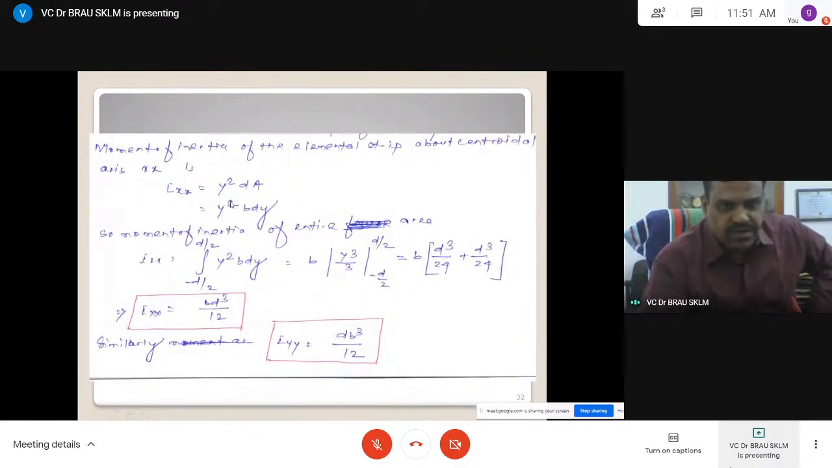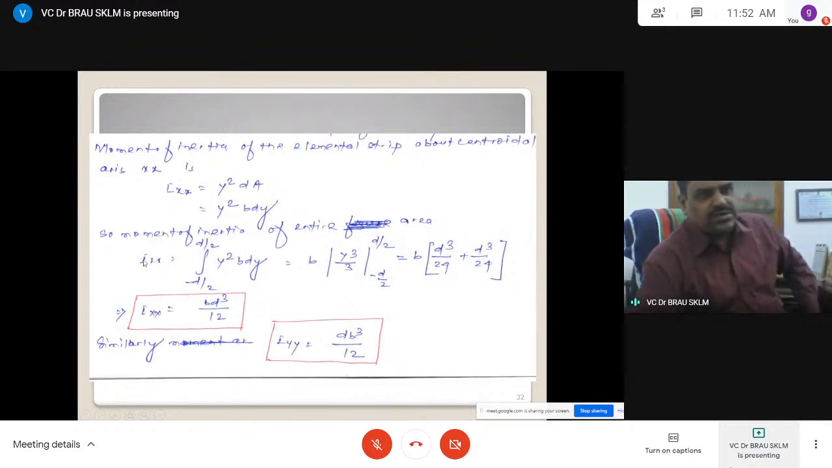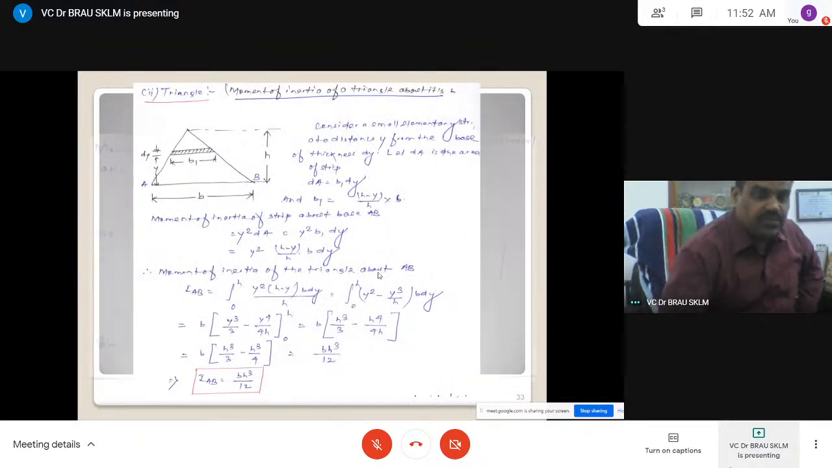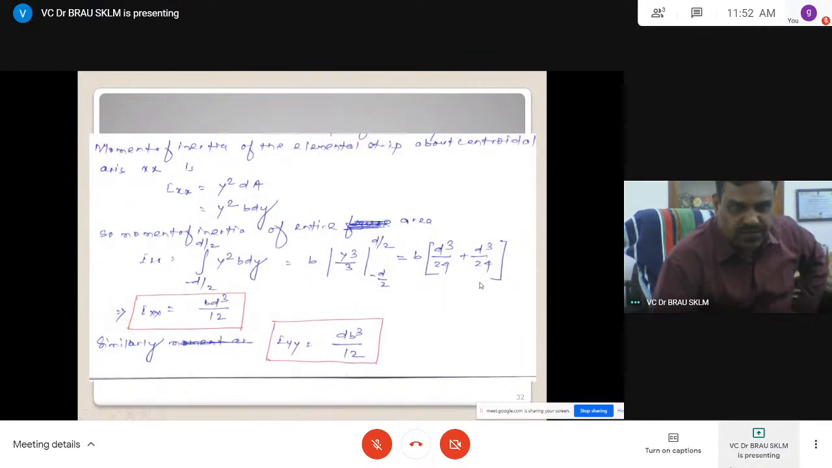Now let us see here: integral of y squared b dy from minus d by 2 to plus d by 2, about the centroidal axis. b is a constant, take it outside. y is the variable, so y cube by 3, substituting d by 2 and minus d by 2. If we simplify this, we get bd cube by 12, which is Ixx.